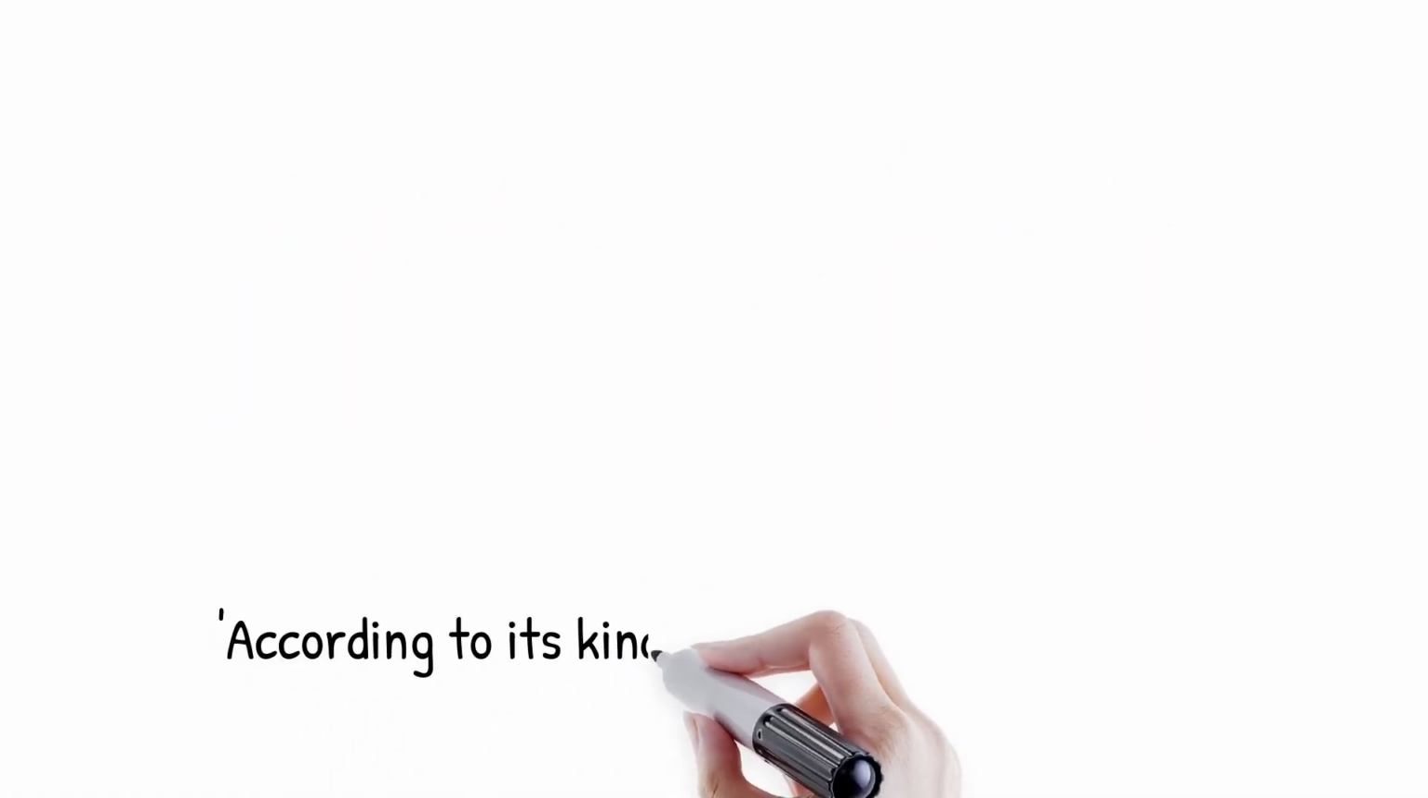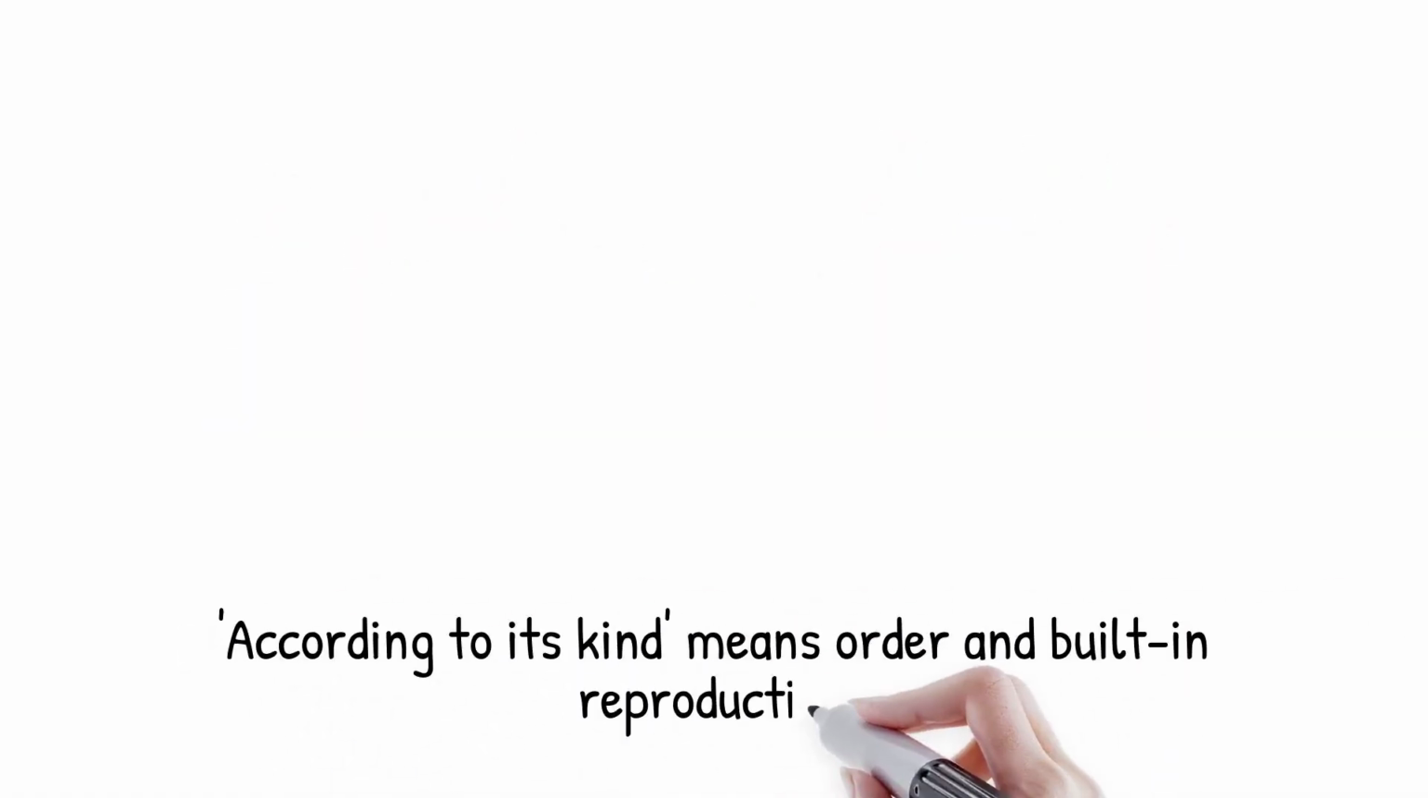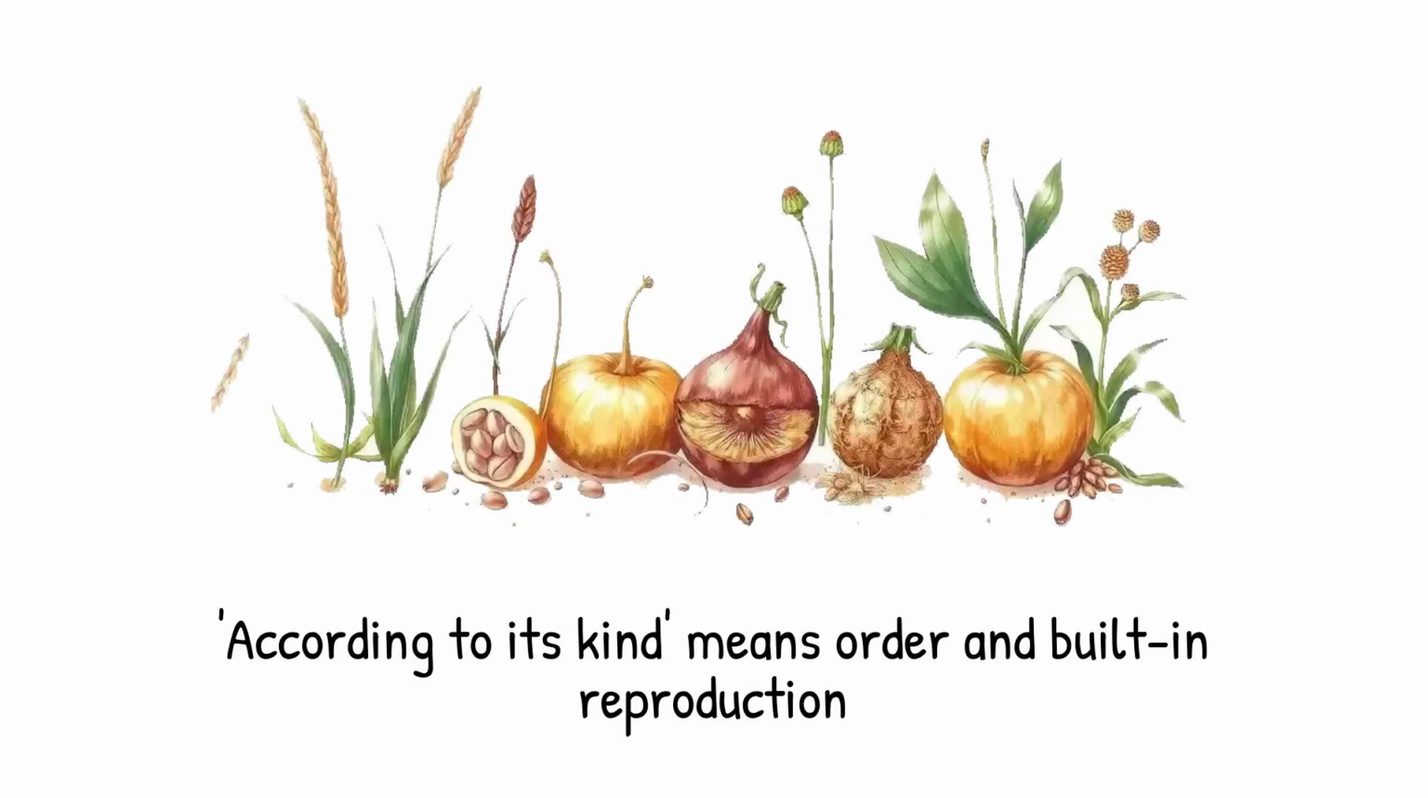Twice the verse stresses "according to its kind" and "whose seed is in itself," emphasizing that each kind of plant reproduces true to type. This shows God builds reproductive power into the plants themselves. The seed in the plant or fruit carries life for the next generation.